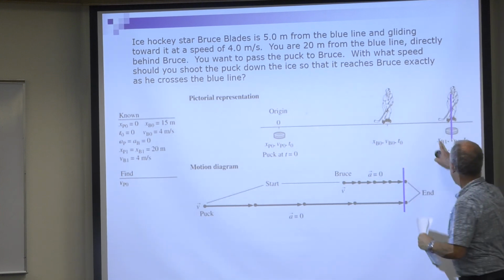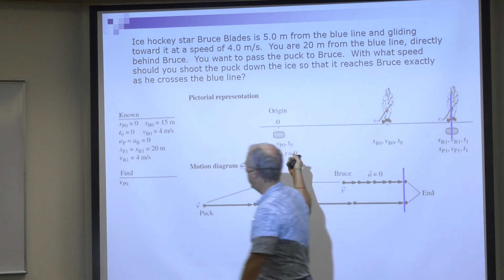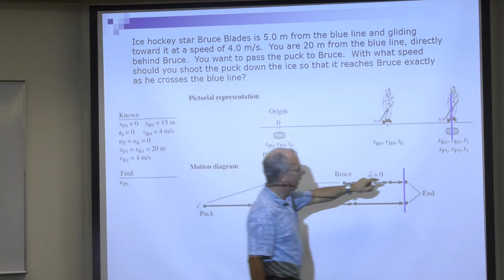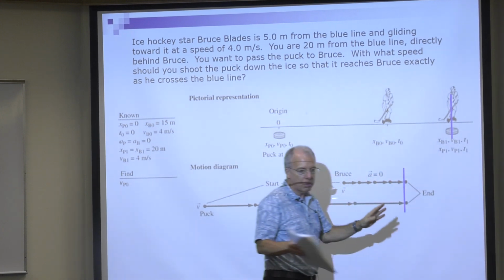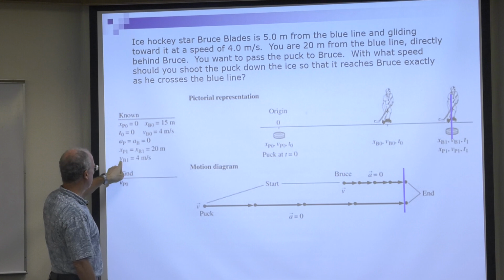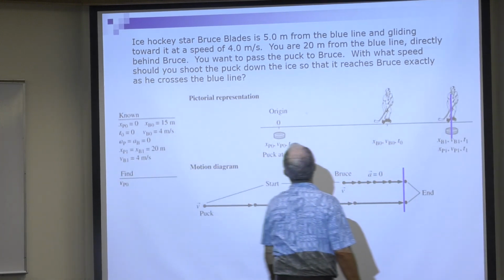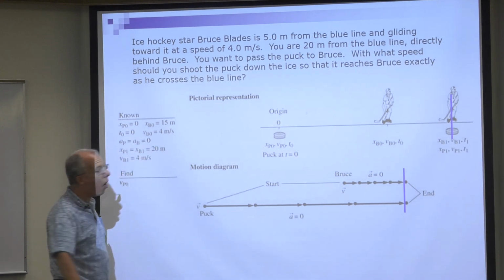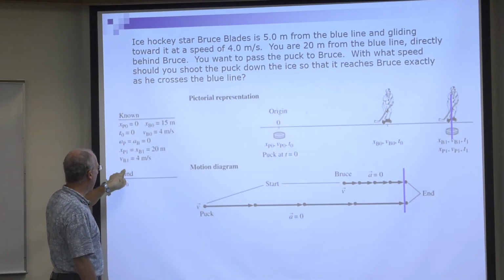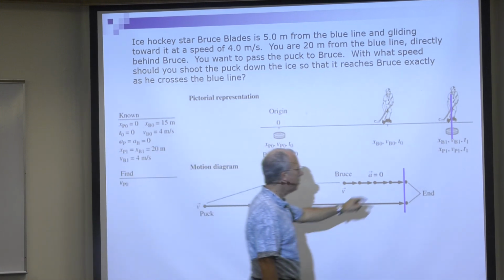Okay, what's x Bruce 1? 20, right? X Bruce 1 is 20. What's velocity Bruce 1? Remember, Bruce doesn't change. Bruce is always going at 4 meters per second. So velocity Bruce 1 is 4 meters per second. What's time 1? Do we know time 1? No, we don't. So if this were me, I would write here time 1 equals question mark, because I don't know it. Okay, we're done these 3.